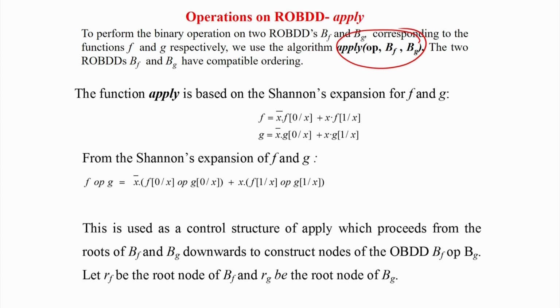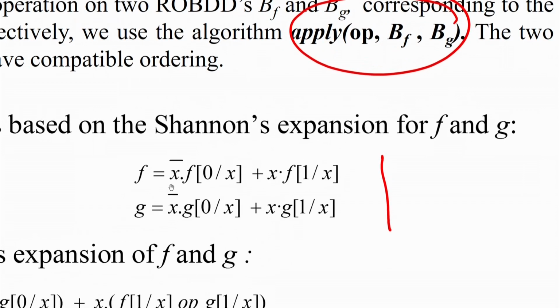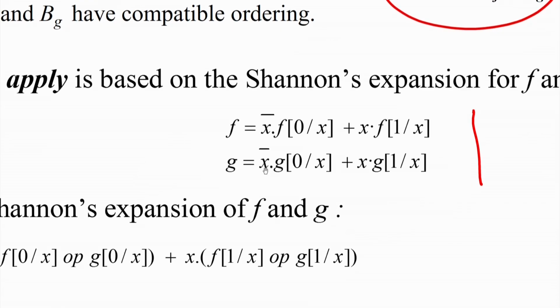BF and BG are two BDDs, the reduced ordered BDDs, and the operation is add, dot, XOR, etc. And the Shannon way of representing is, you can just see over here. So f op G is nothing but x bar times the expression f with x made 0, plus x times the expression f with x made 1, and similarly for G.